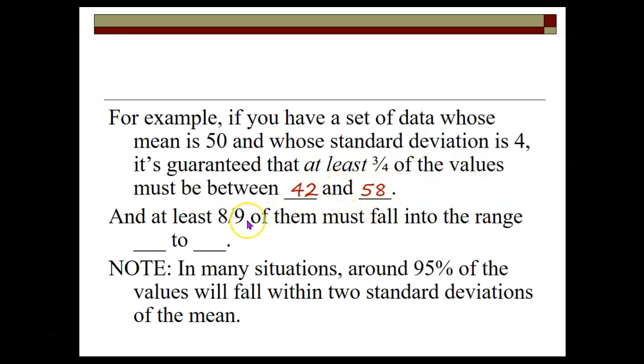And at least 8/9 of them are within 3 standard deviations of the mean. 3 standard deviations here in this example would be 3 times 4, which would be 12. And so being within 3 standard deviations of the mean means being within 12 points either way of 50. So 50 minus 12 is 38. 50 plus 12 is 62.